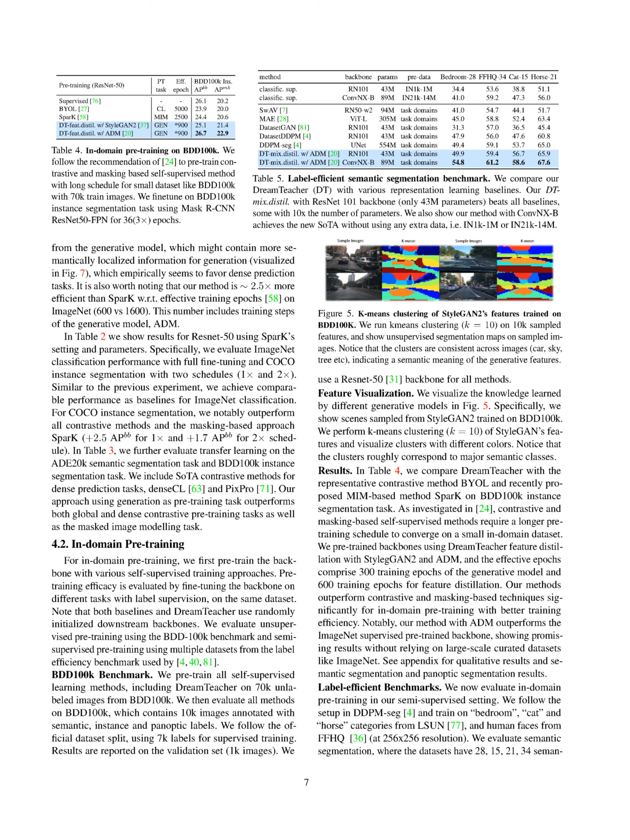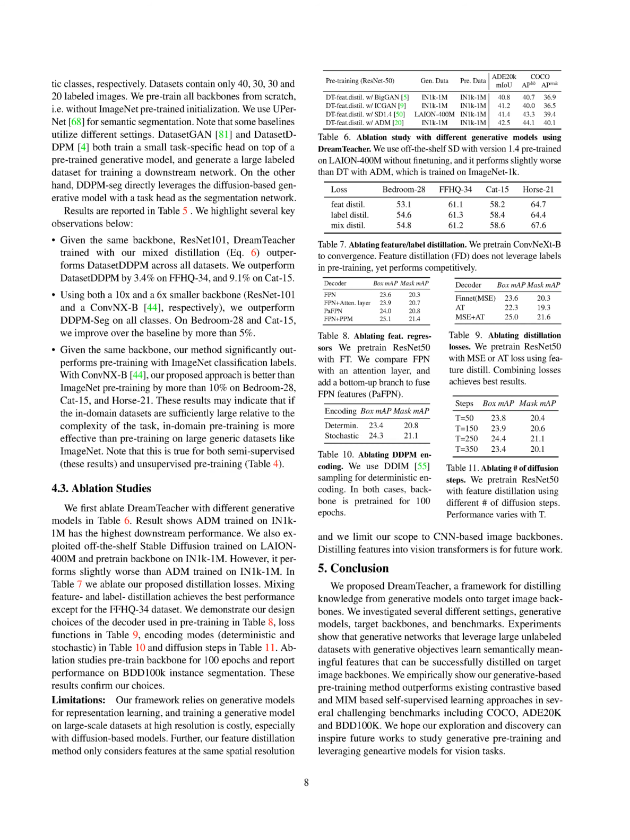Given the same model, our method significantly outperforms pre-training with ImageNet classification labels. With ConvNeXt-B, our proposed approach is better than ImageNet pre-training by more than 10% on Bedroom28, Cat15, and Horse21. These results suggest that if the in-domain datasets are sufficiently large relative to the complexity of the task, in-domain pre-training is more effective than pre-training on large generic datasets like ImageNet. This holds true for both semi-supervised and unsupervised pre-training.